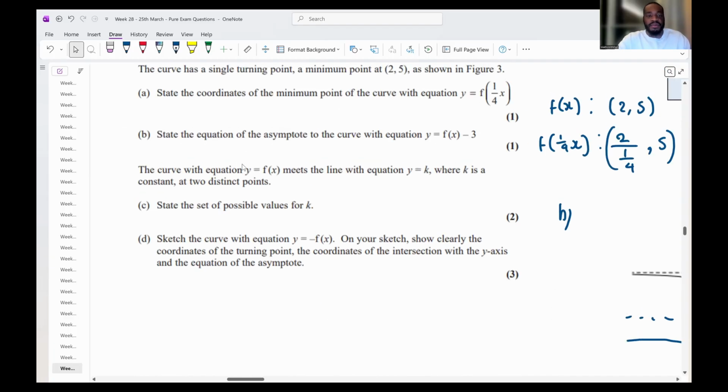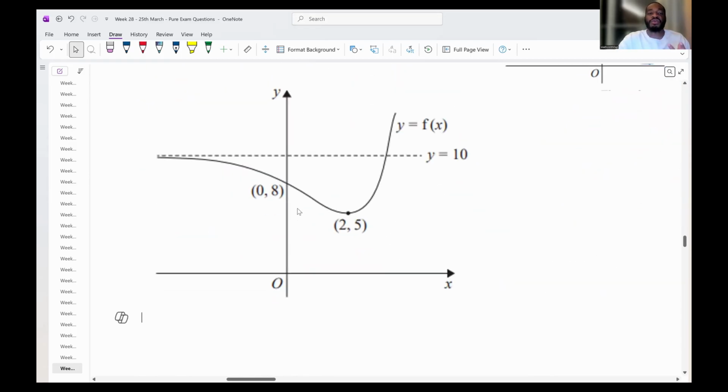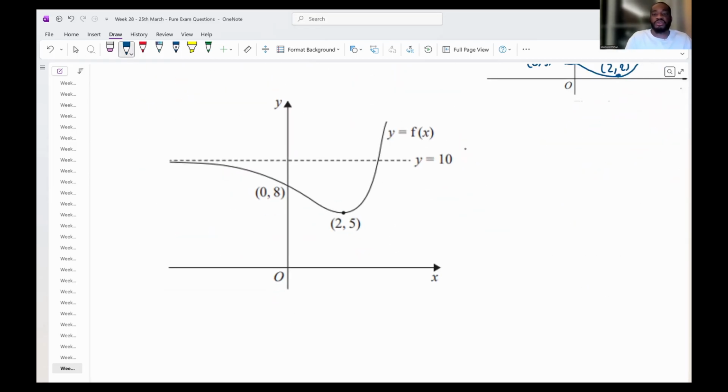And apparently there's an equation, there's a line y equals k. Y equals k is a horizontal line, right? So let's just write y equals k. This is a horizontal line. So let me just draw a horizontal line for now, right? Call this y equals k.